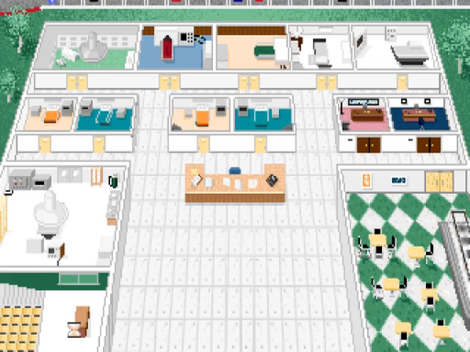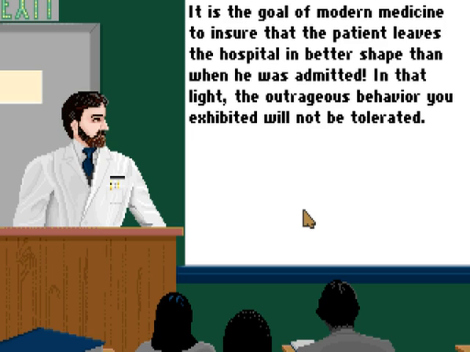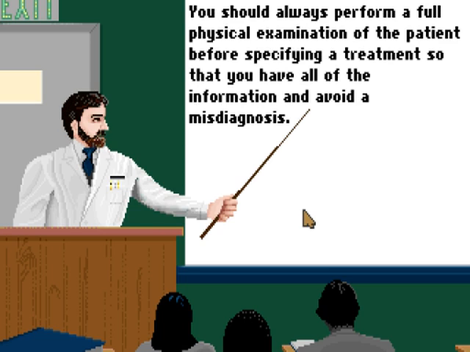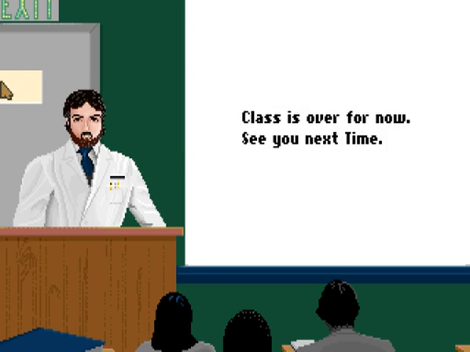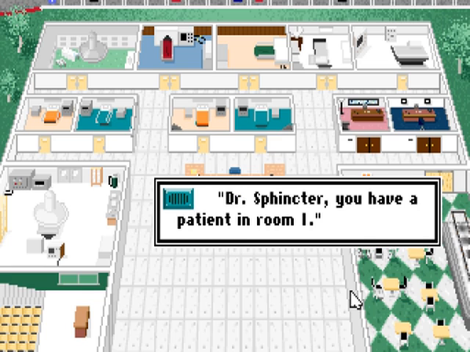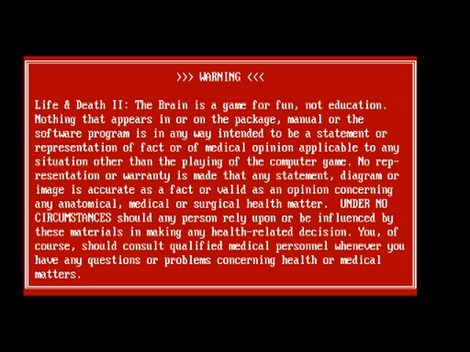Let's find out what we did wrong, and then I think we're done playing this game. Surgery is not like slicing bologna. When you take the scalpel and slice into a patient, you're taking a life into your hands. Be careful. Oops. You should always perform the full examination history, and it's over. And I think it's over for all of us in this game. Yes, I am leaving. And there you go.